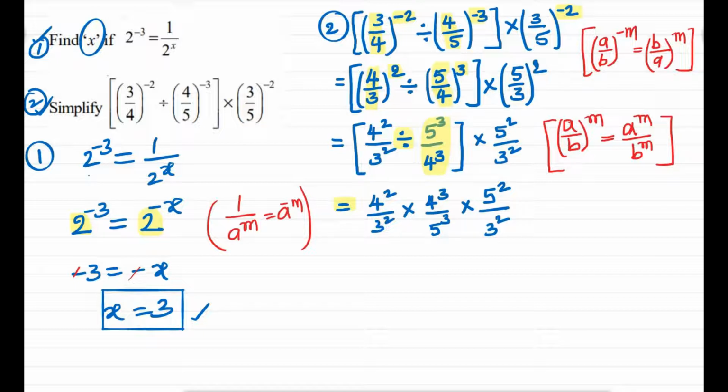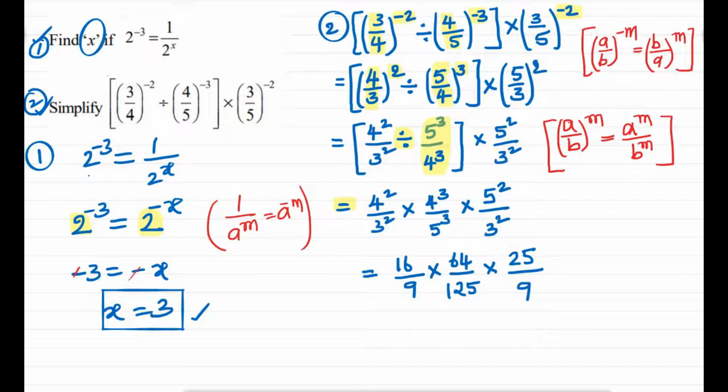Now start simplifying this. Let me expand this. 4 to the power of 2 is 16 by 3 to the power of 2 is 9, into 4 to the power of 3 is 64, since 4 4s are 16 and 16 4s are 64, by 5 to the power of 3 which is 125, into 5 square is 25 by 3 square is 9.